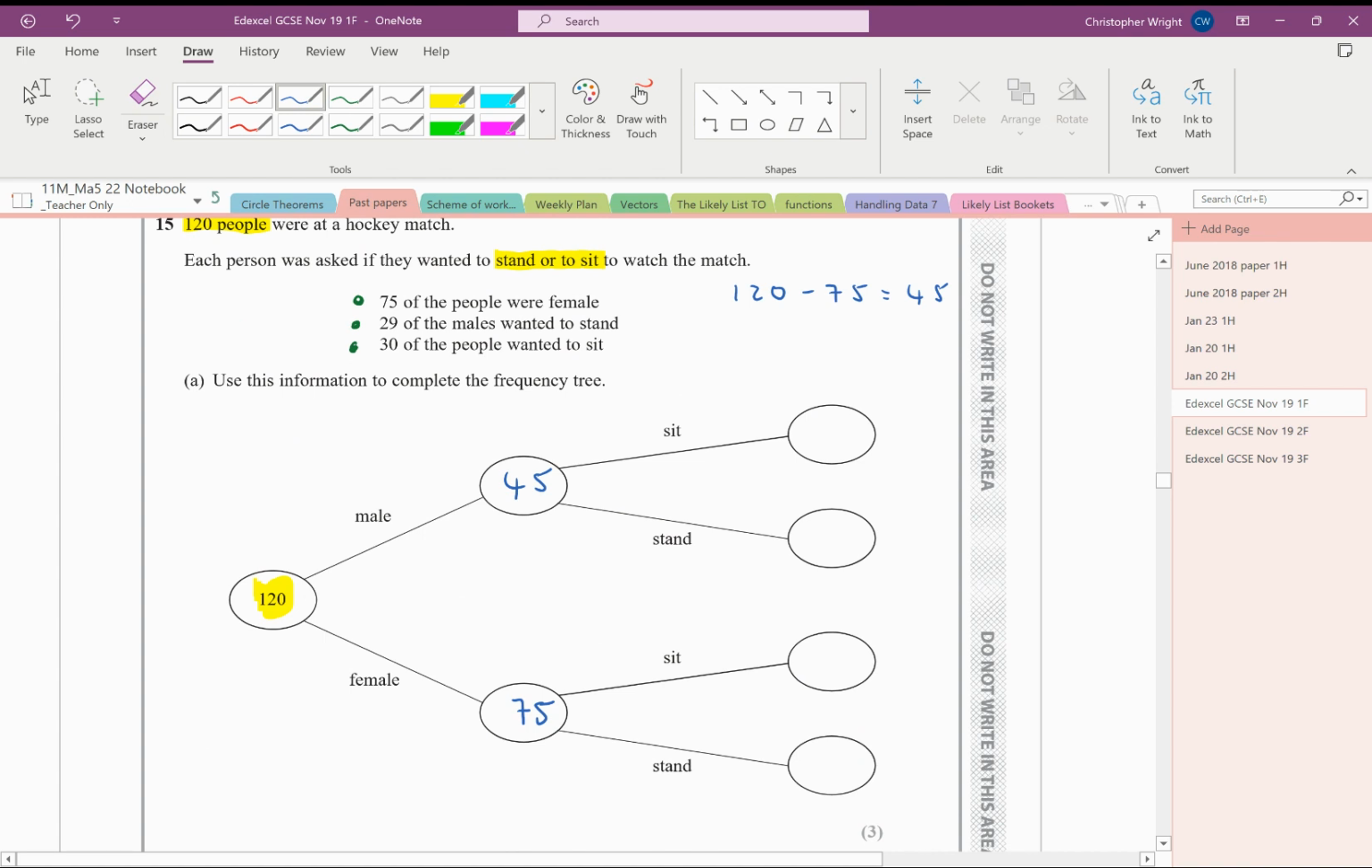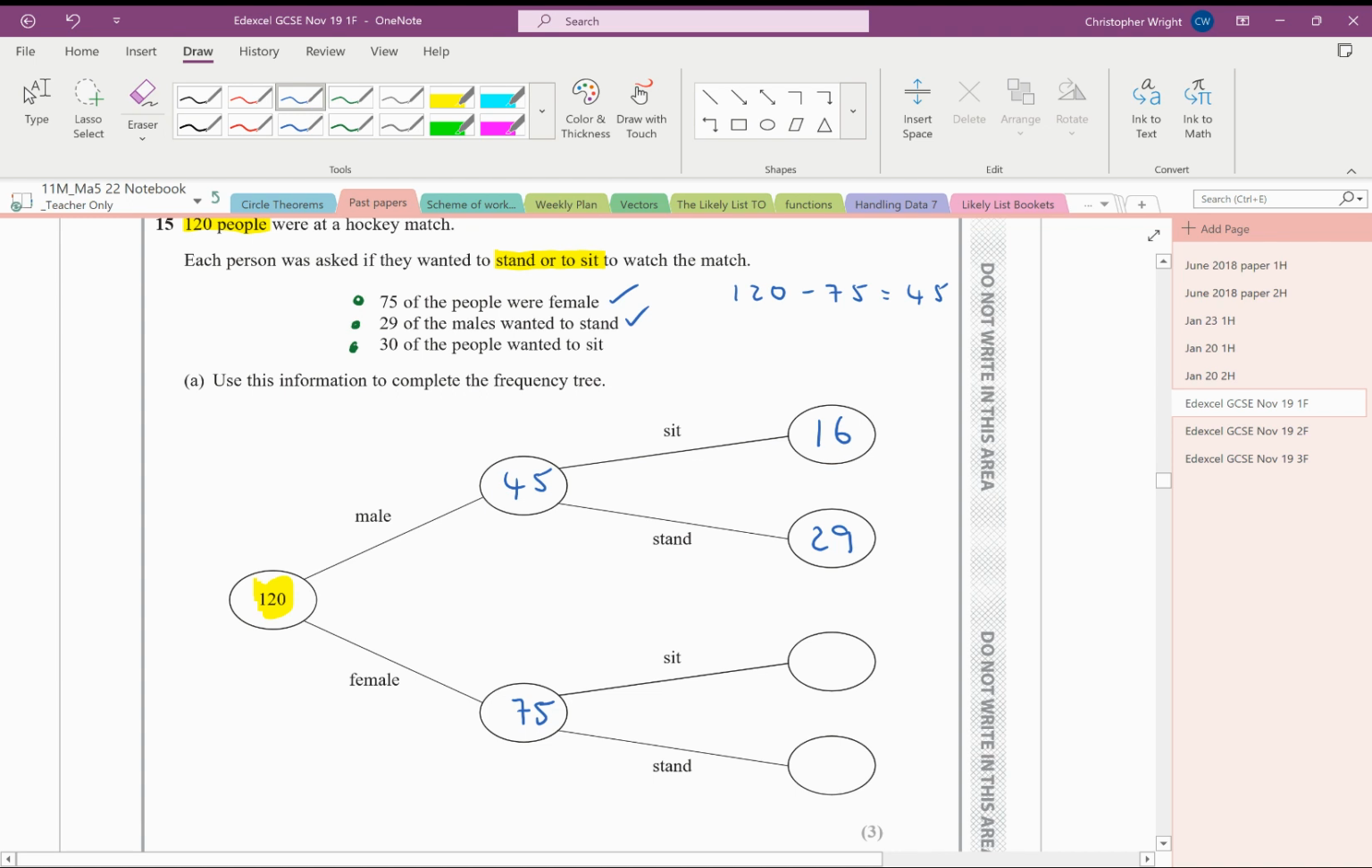Okay, right. So I've used this piece of information. Let's have a look at the next piece of information. 29 of the males wanted to stand. Aha, so here are the males. 29 want to stand, which means that there must be some sitting males. 45 minus 29, so 16 males sitting down. Okay, I've used that piece of information.